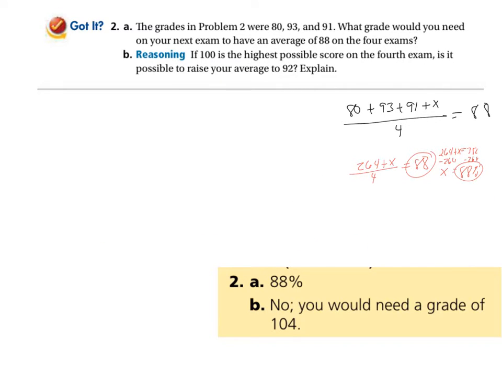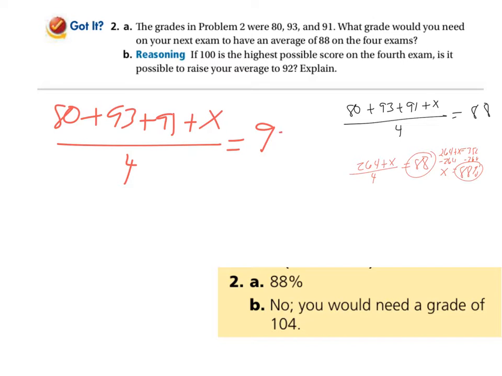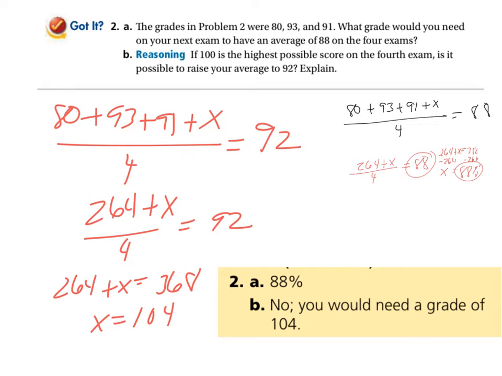Now part B of this, you can do the same thing. So you're going to have your 80 plus your 93 plus your 91 plus your unknown score of X, again divided by the 4 scores, and you want to raise your average to a 92. So you do the math on that, and you're going to find that you have to have a 104 or better. And if the max is 100, you can't do it. So maybe the teacher takes some pity, gives you some bonus. Don't know. Alrighty. So there again, there's the work for that one.